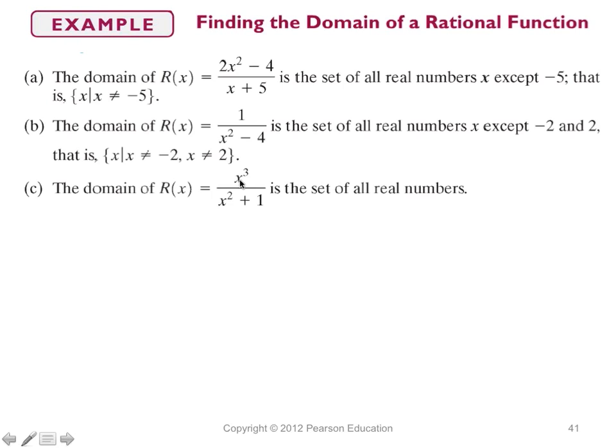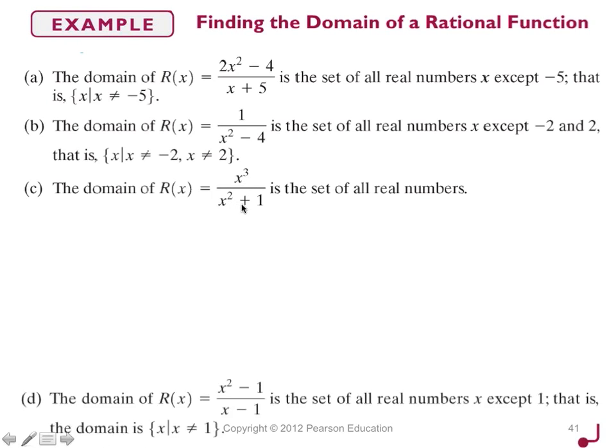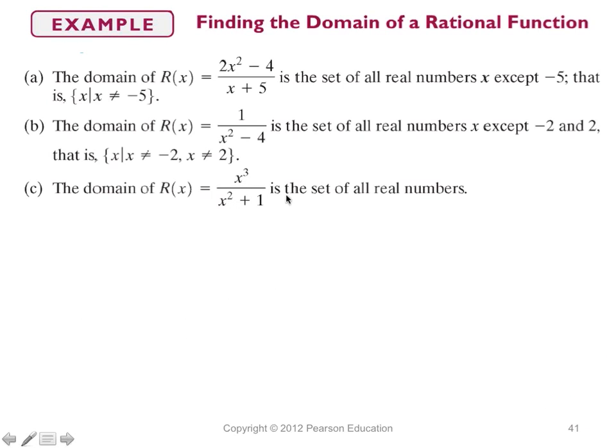Now if we have something like this, x cubed over x squared plus 1, that's just going to be all real numbers, because if you try setting x squared plus 1 not equal to 0, you're not going to get any solutions, okay? You would only get imaginary solutions. So for that one, we don't run into any issues.